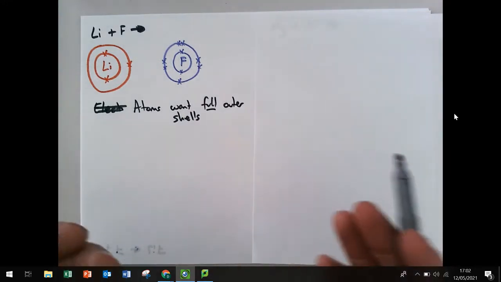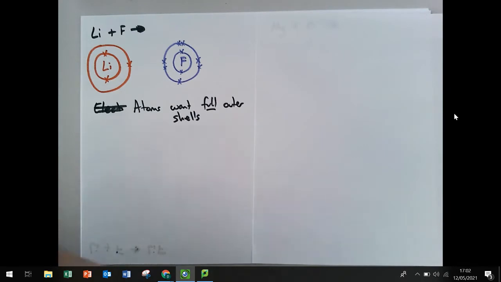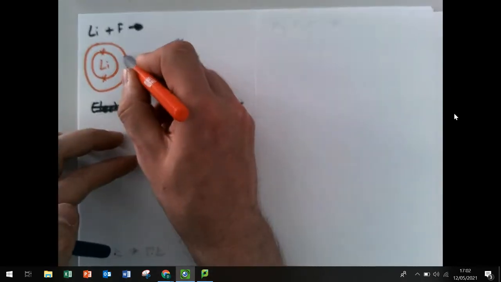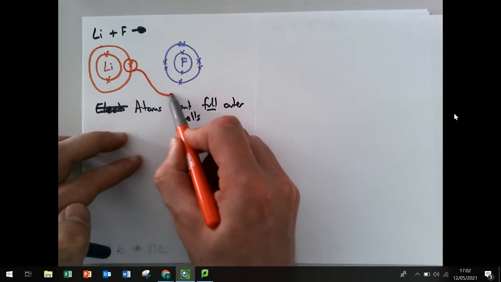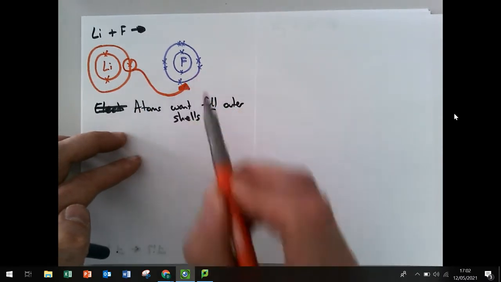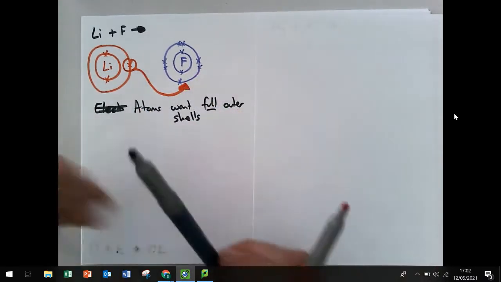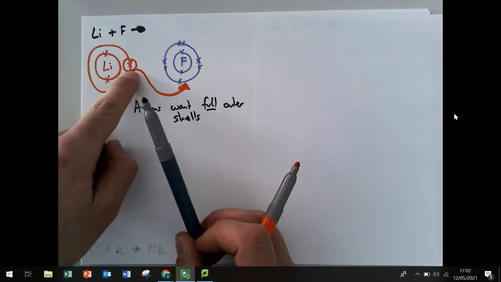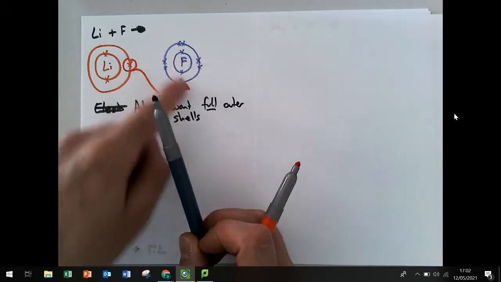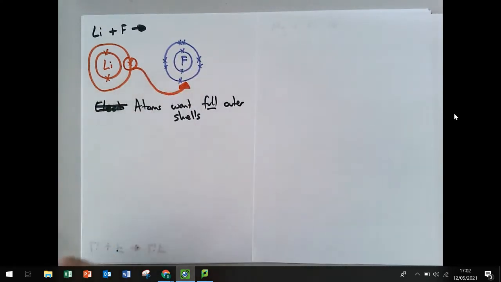So maybe you can see what's going to happen here. Wouldn't it be great if we could make lithium lose this electron and give it to fluorine? So now that would solve both of our problems. Lithium would have a full outer shell. It would have lost its 1 electron, and fluorine will have a full outer shell. It will have gained 1 electron. So that's exactly what is going to happen.